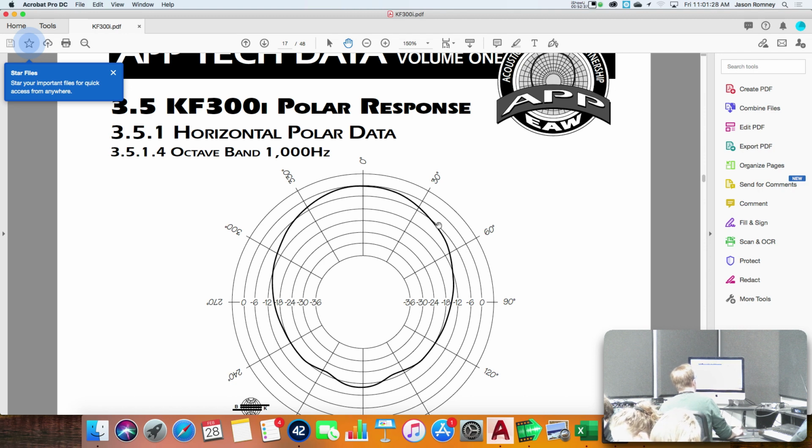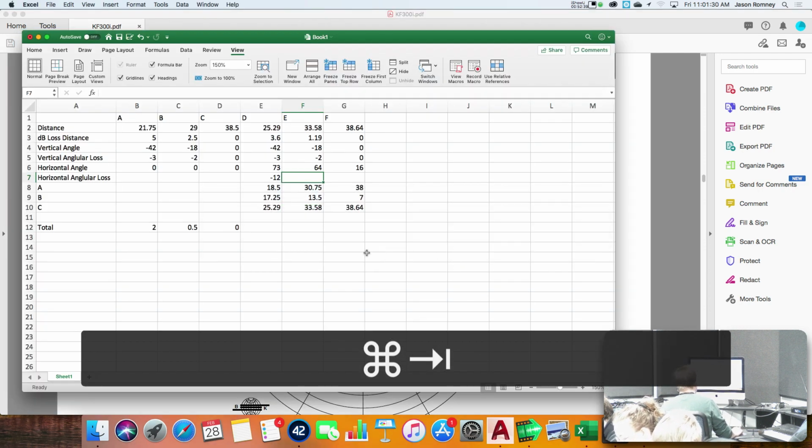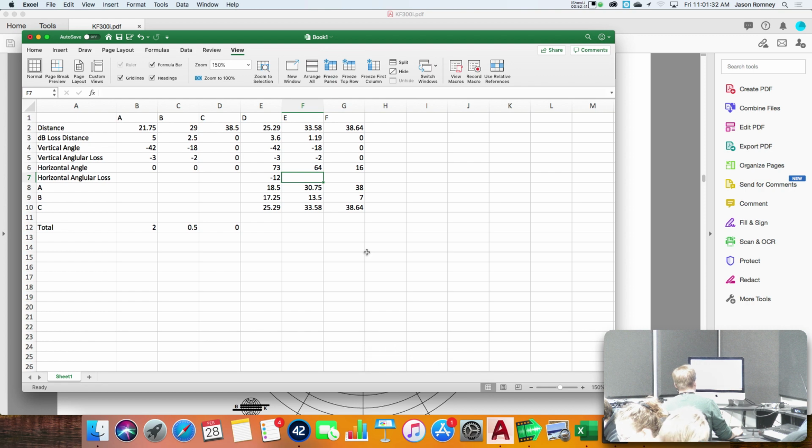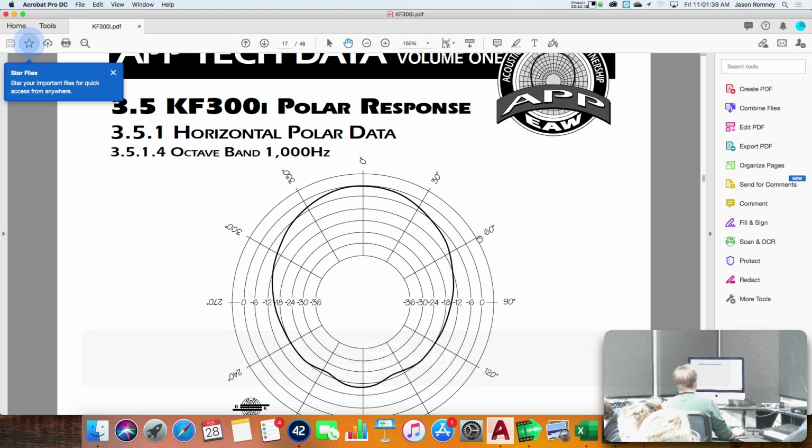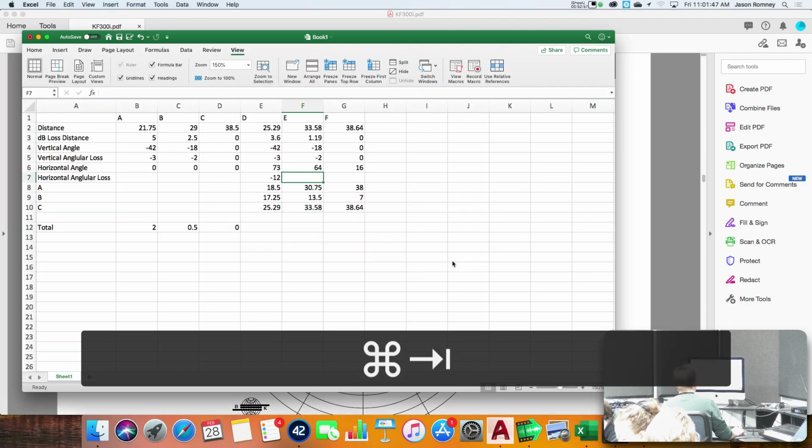Okay, so now 64 would be about here. So what do you think? Minus 9? 10 maybe? Which is each division? 6 dB per division. Here I'm at 16 degrees. That's going to be about here. Maybe I'm minus 2 there.